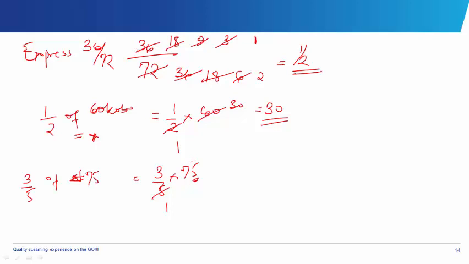Yes. That means 3 can also divide this 75, but it cannot divide this. So that's how we started with 5. 5 into 5 gives us 1. 5 into 75 will give us 15. So 3 times 15 gives us 45. So 3/5 of 75 is 45. Okay.